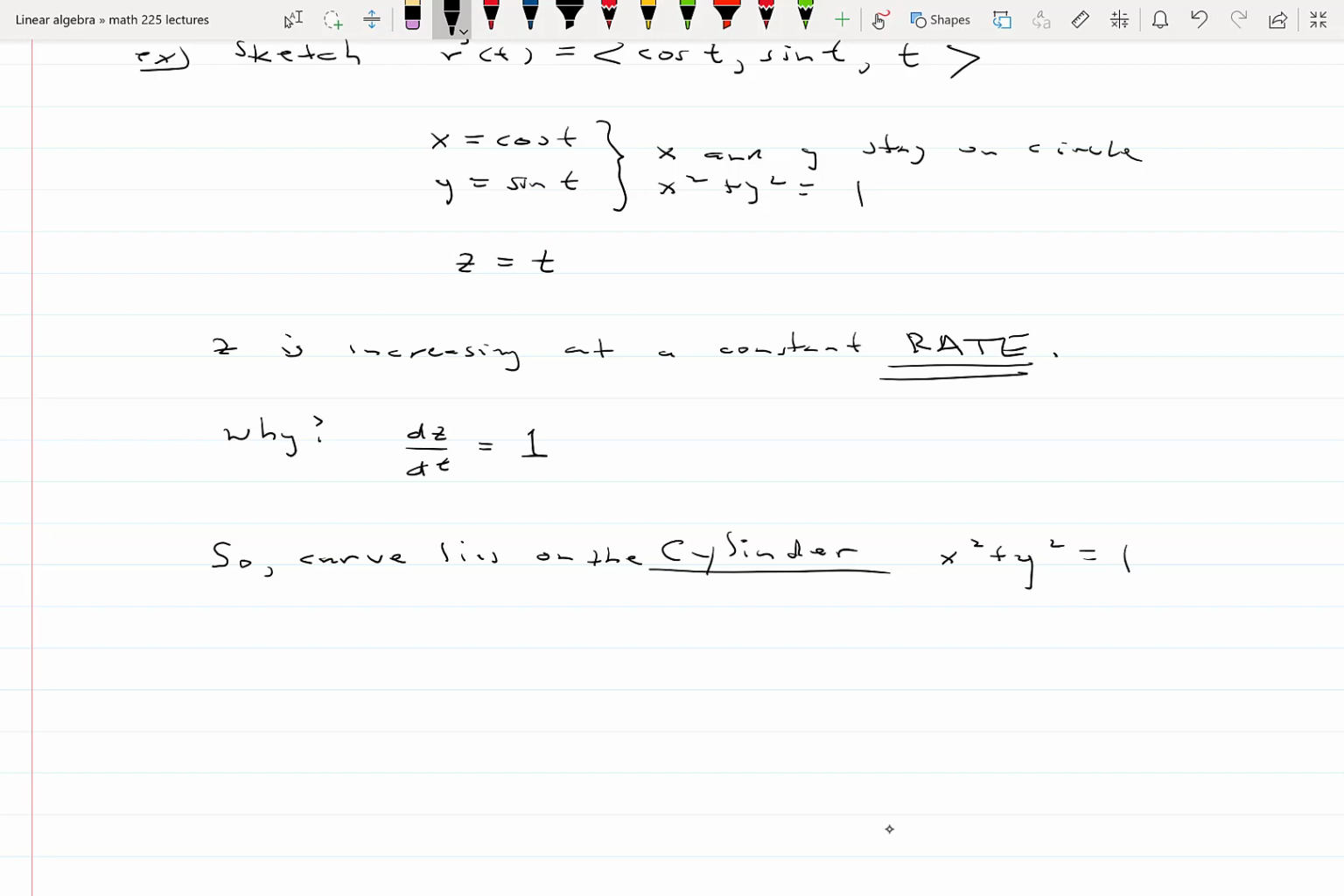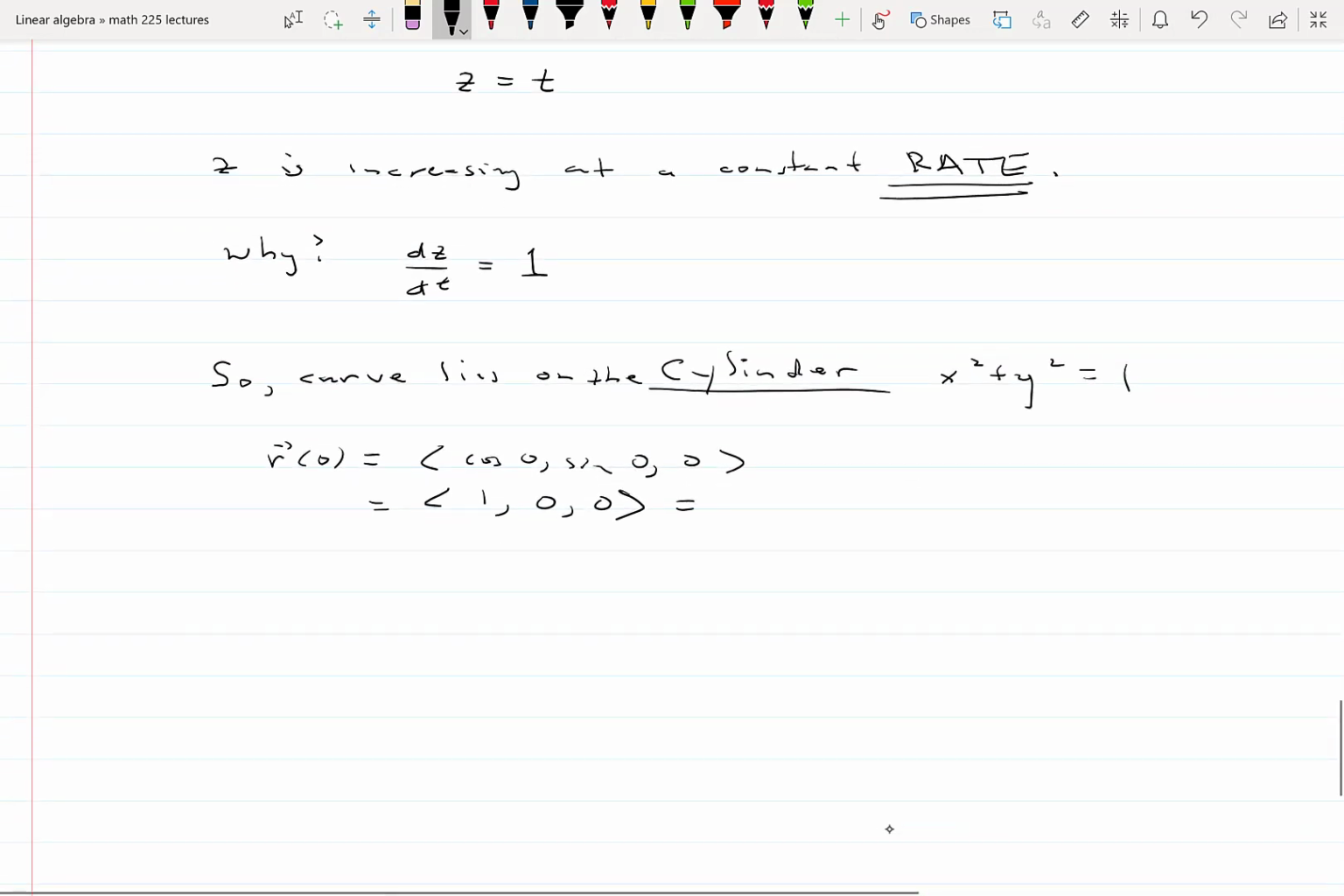Where does the curve start? Well, r at 0 equals cosine 0, sine 0, 0. Remember, t is the z coordinate. Cosine 0 is 1, sine of 0 is 0, and 0 is just 0. So the curve starts at the standard basis vector i, 1, 0, 0. The curve starts at 1, 0, 0.